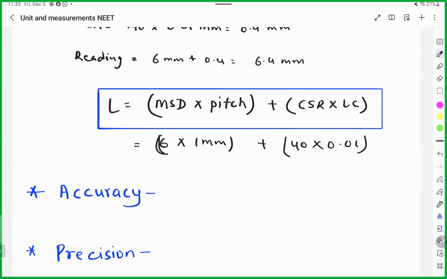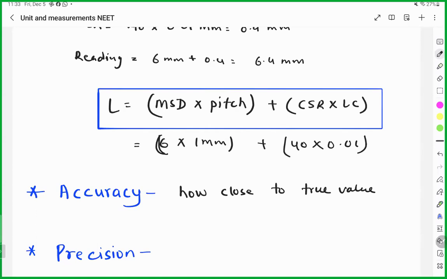Okay. So what is accurate value? How close it is to the true value. Example, the real length of a rod is 100.2 centimeter. In one reading you get 100.3, in another reading you get 100.5. Which is more accurate? 100.3. Understood?